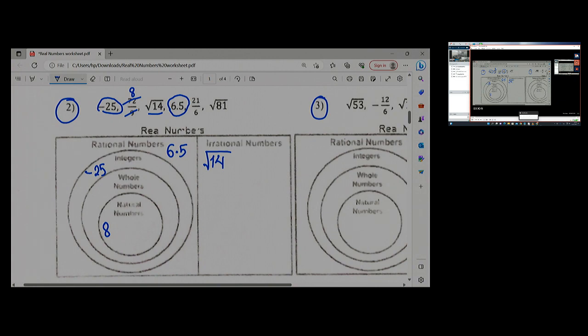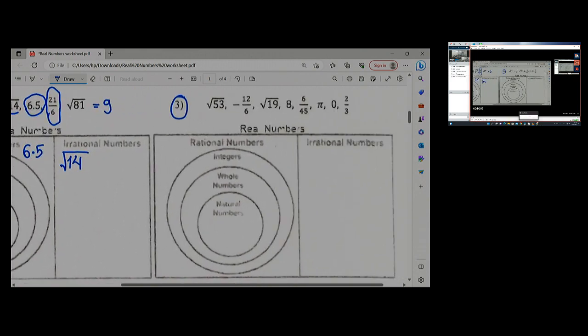What kind of number is 21 over 6? Rational. It is still a fraction if you reduce it, right? How about root under 81? It is 9. So, natural number. Understand? Everyone correct? Correct? Okay, good.